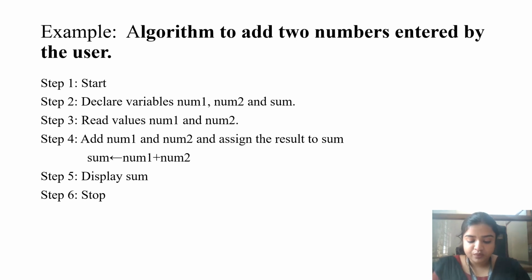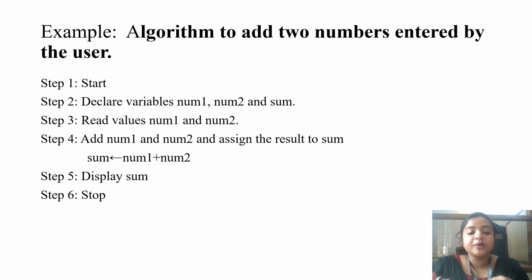In step 3 we read the values of num1 and num2. When we write C programming code, there's a print statement like "enter the number", and when we enter the number, we have to read those values. So in the third step, we read the values. In the next step, we add the numbers: add num1 and num2 and assign the result to sum. Here the sum will be num1 plus num2.